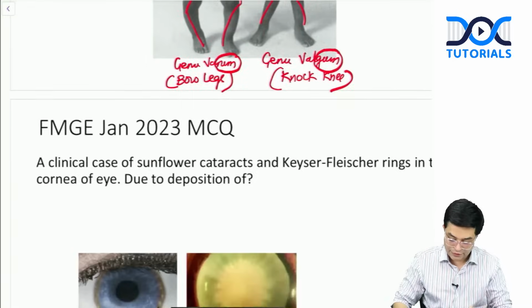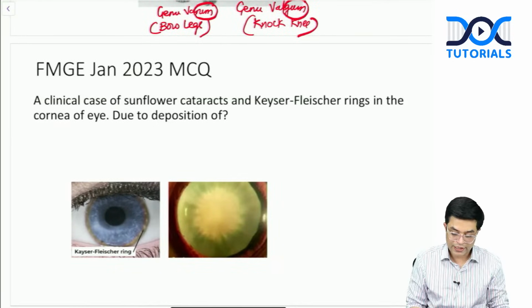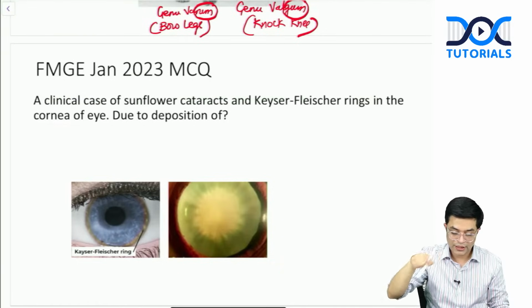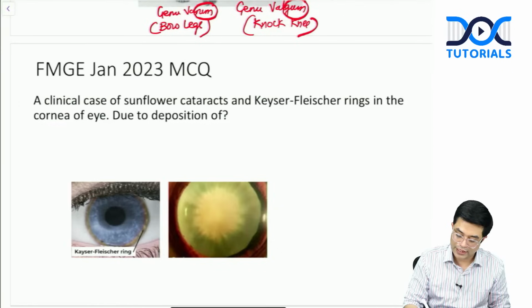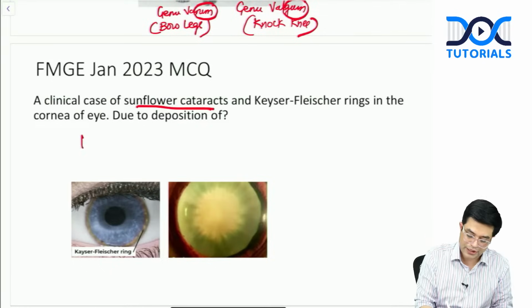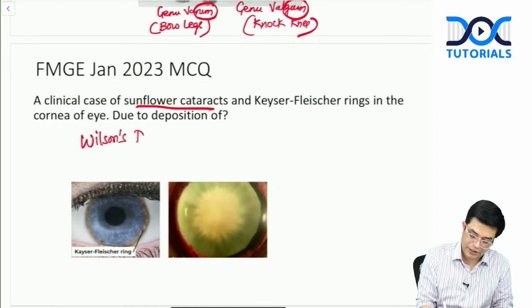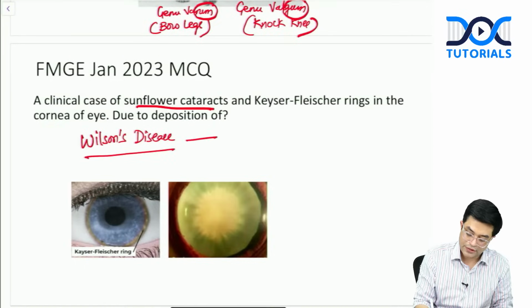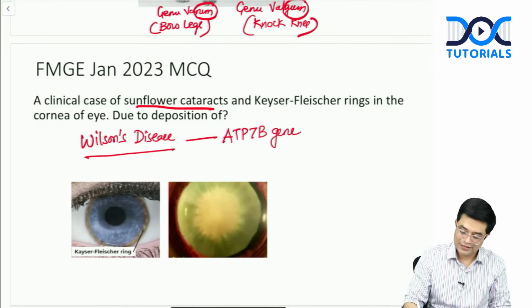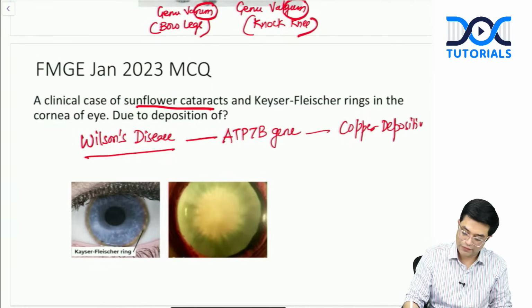Let's move further. FMG January question, clinical case of sunflower cataracts and Kayser-Fleischer rings in the cornea of the eye. तो Kayser-Fleischer rings दिख रही हैं, they are a copper deposition in a ring like pattern around the eyes. And second, you can find a sunflower cataract. This is the so-called sunflower cataract which is present. So they occur due to deposition of which mineral? Yes, the patient is having Wilson's disease. The gene mutation here is ATP7B gene mutation, and it occurs due to copper deposition. So copper deposition is responsible for Wilson's disease.